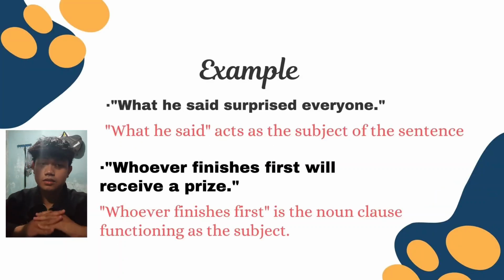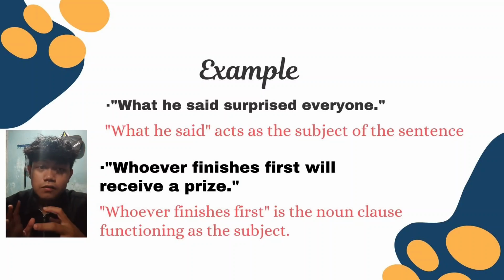Here's another example. What he said surprised everyone. In the sentence, what he said is the noun clause that functions as a subject. The entire noun clause, what he said, acts as the subject of the sentence, performing the function of what surprised everyone. It replaces a single noun or pronoun that would typically function as the subject.